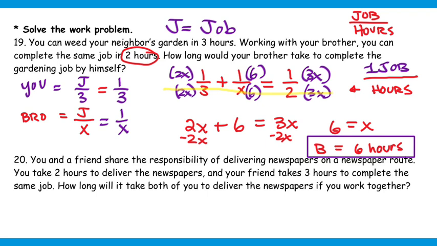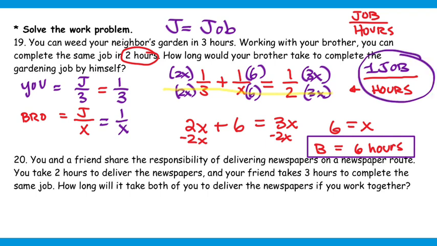All right, number 20, last question. You and a friend share the responsibilities of delivering newspapers on a newspaper route. You take 2 hours to deliver and your friend takes 3. Now, how long will it take you to do the job together? This seems like an impossible thing to think through. But when we know our fractions, it's not that hard. So what do we know?